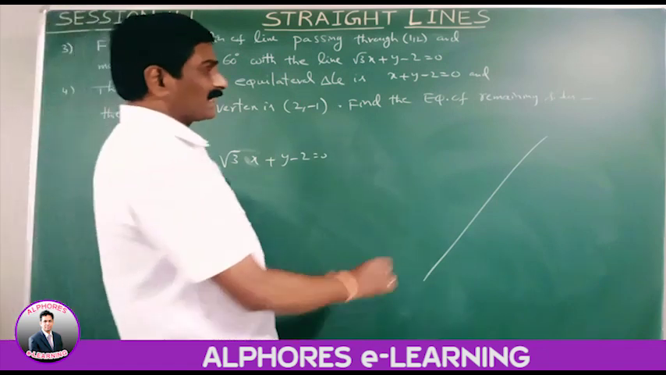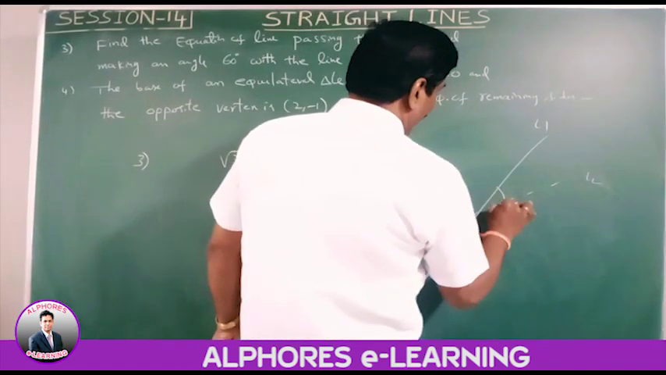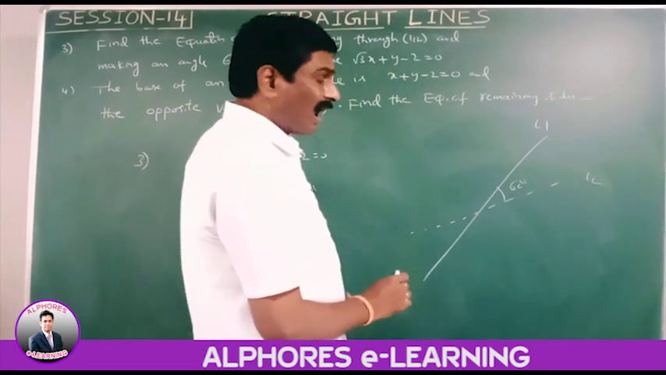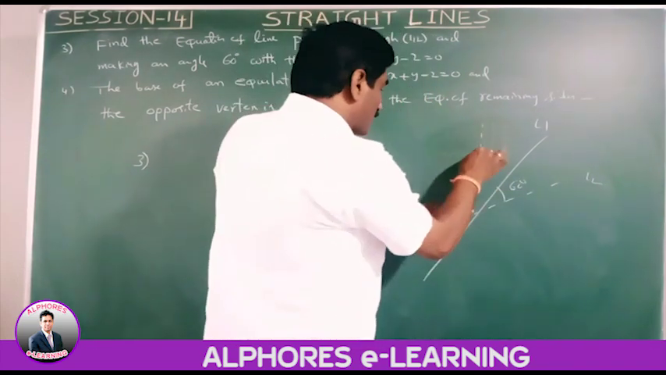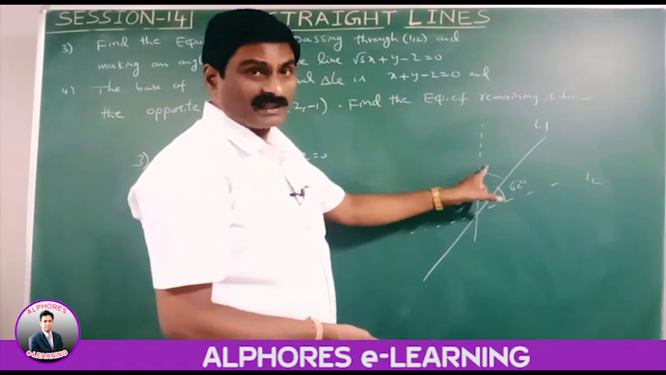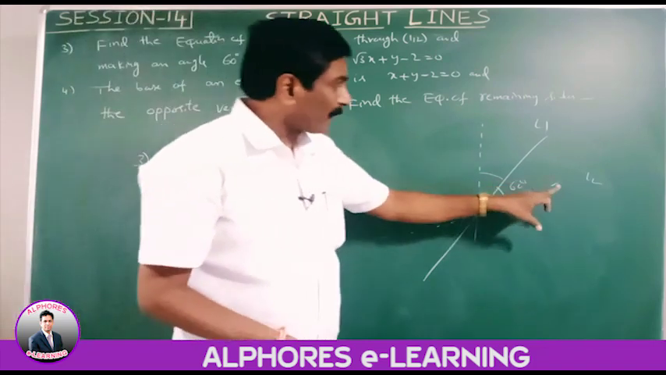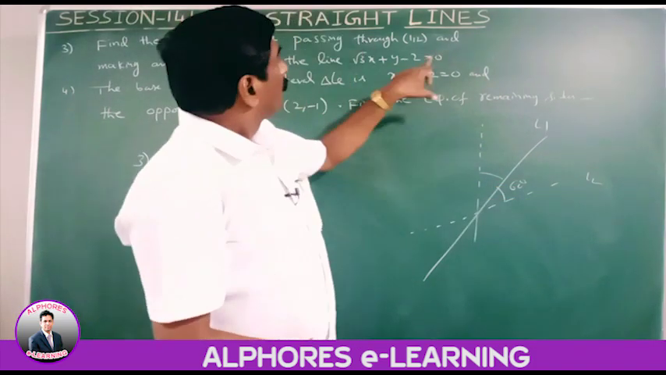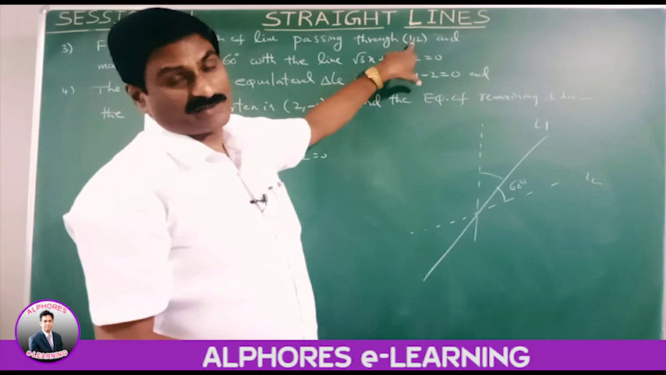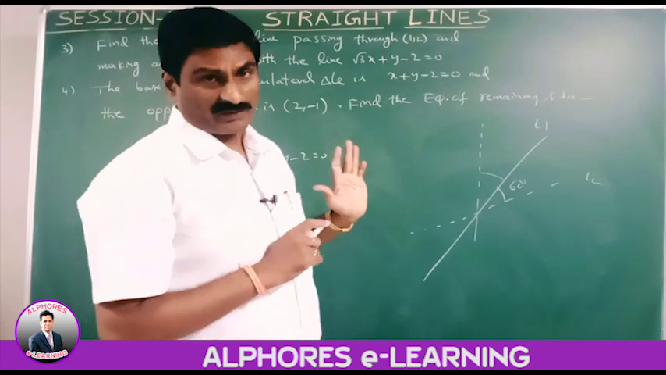Let the given line be L1, and the required line is in this way, say L2. The angle between these two lines is 60 degrees, or the line is in this direction, also L2. In this case also the angle between the two lines is 60 degrees. How many possibilities will there be? 2 possibilities. First we find the slope of line 2, and using this point we find the equation of the line. By using slope m, y minus y1 is equal to m into x minus x1, we find the equation of the line.